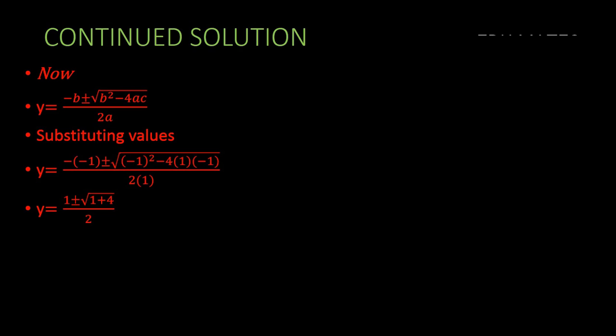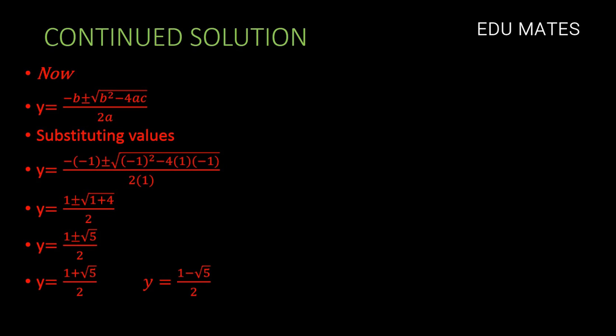Okay, so minus minus equals plus, so there will be plus 1 plus minus under root minus 1 squared equals 1. So 1 minus 4 times minus 1 would be positive 4. So it will become 1 plus minus under root 1 plus 4 over 2. Now 1 plus 4 equals 5. So y equals 1 plus minus root 5 over 2. So both the values of y will become y equals 1 plus root 5 over 2 and y equals 1 minus root 5 over 2. This isn't the solution because we have to find the value of x.